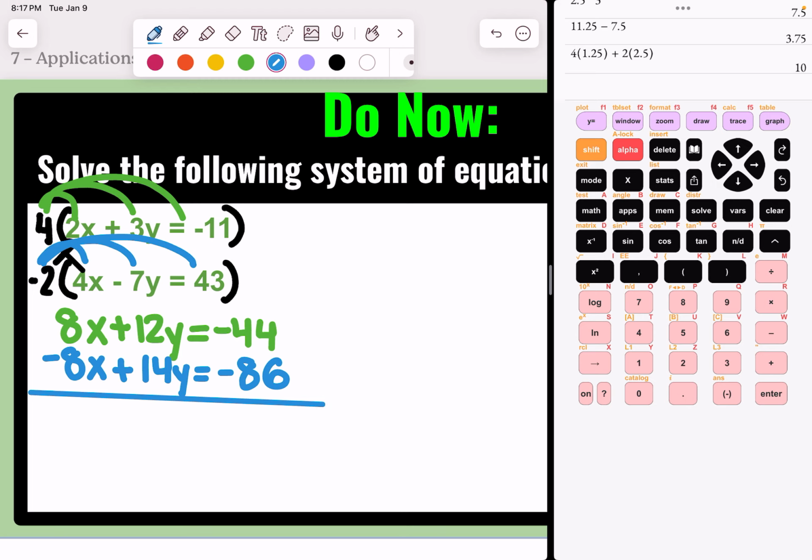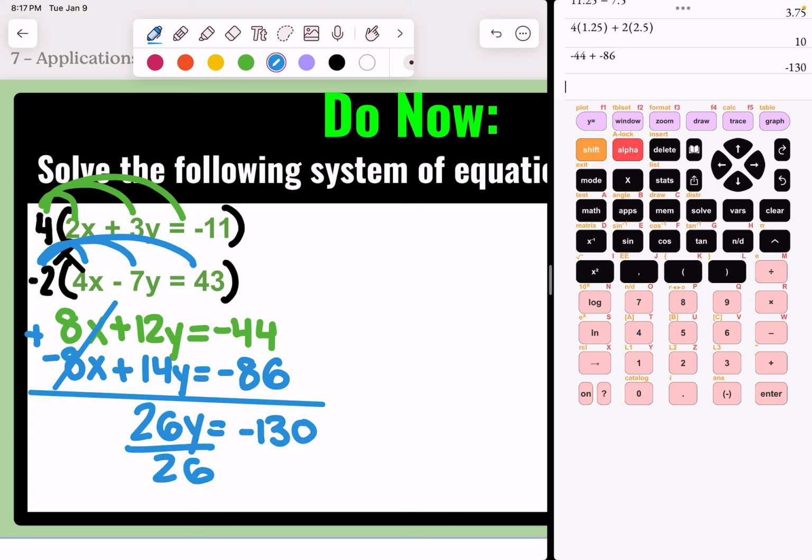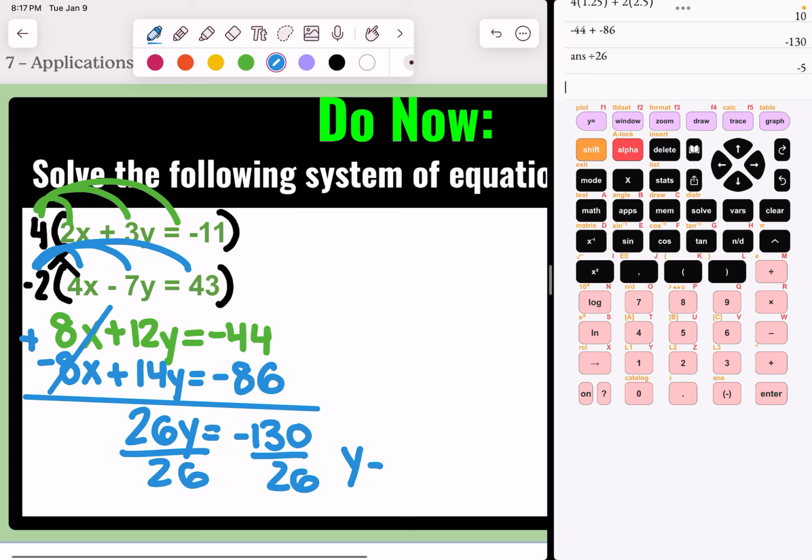And now let me add these together. 8x plus negative 8x is 0. 12y plus 14y is 26y, and then negative 44 plus negative 86 is negative 130. To get rid of the 26, we could divide, and we get y equals negative 5.